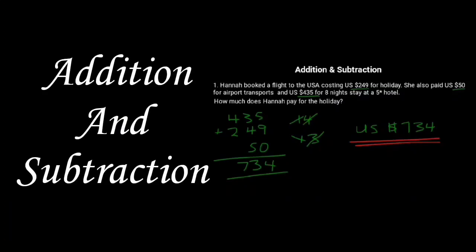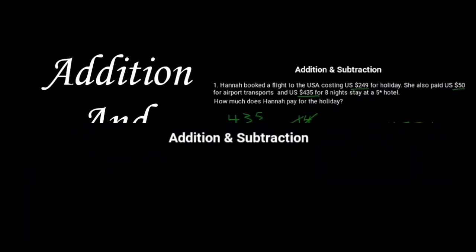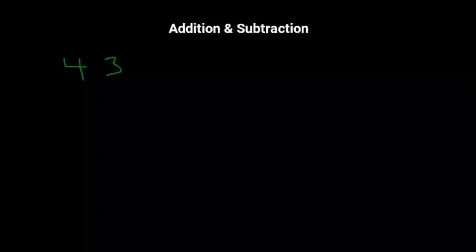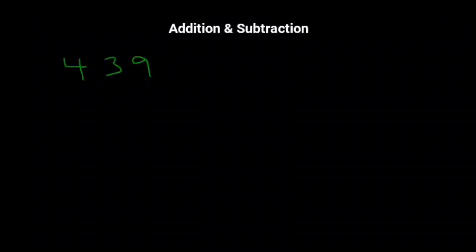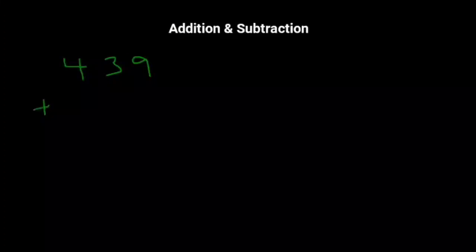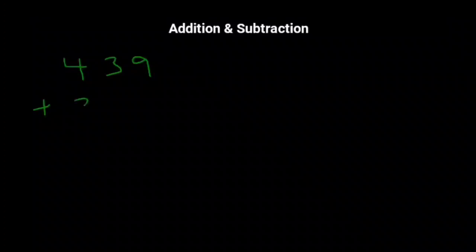With that said, let's get right into it. Addition and subtraction. We're going to be looking at two examples today. One will be adding and then we'll be subtracting, so I'm going to take you through it step by step. First number we have is 439 and we'll be adding that on to 387.